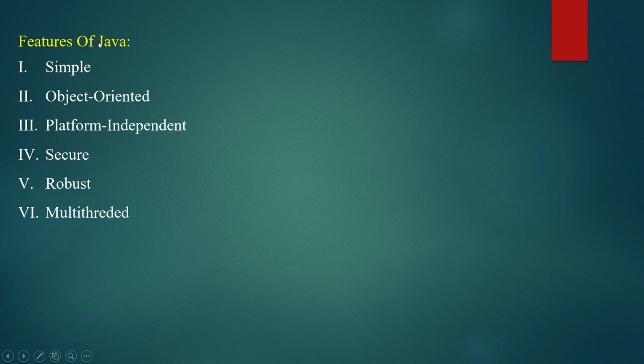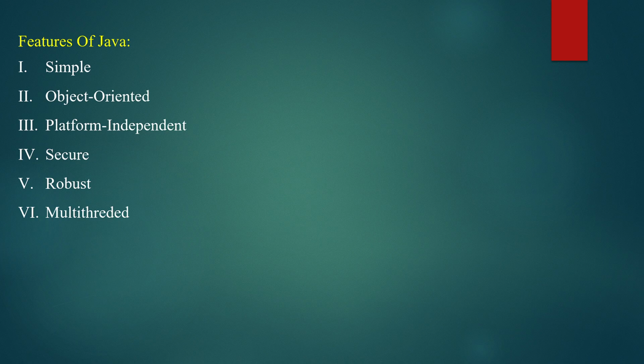Okay, features of Java: simple, object oriented, platform independent, secure, robust, and multi-threaded. Simple is nothing but Java is a very simple language. Object oriented: Java supports object oriented programming. And Java is platform independent, because we write once and run anywhere.